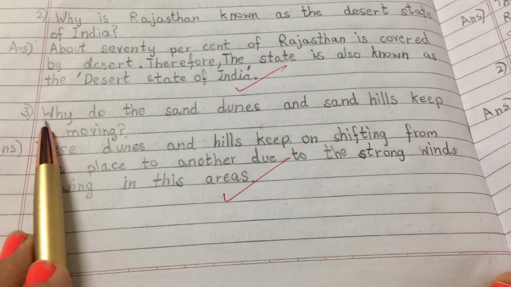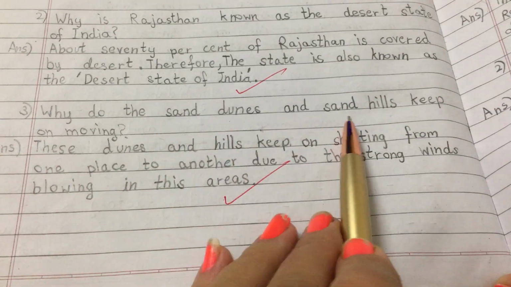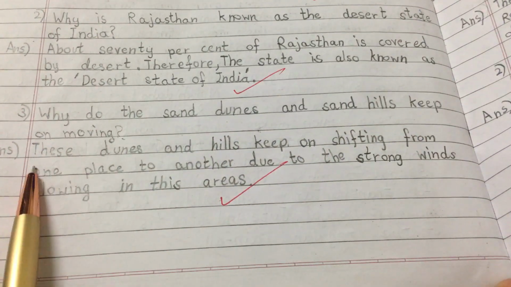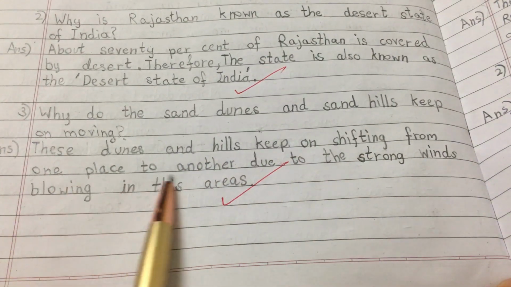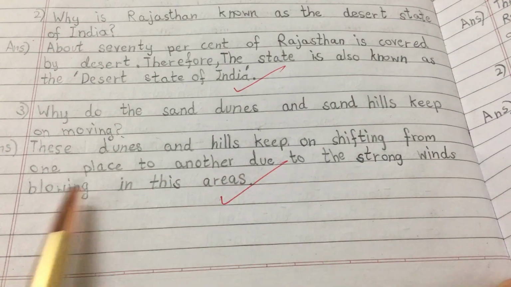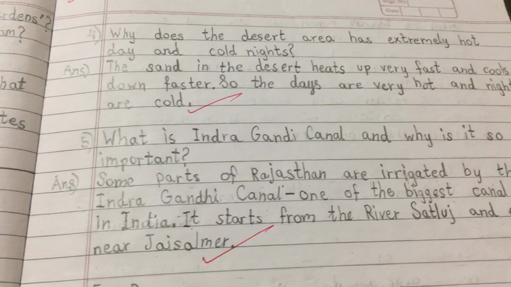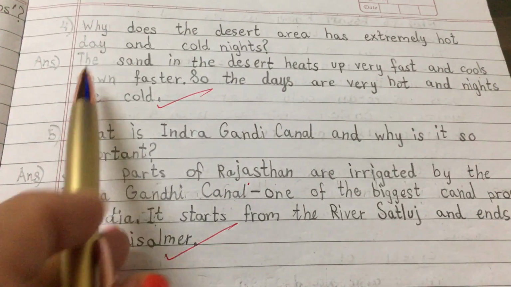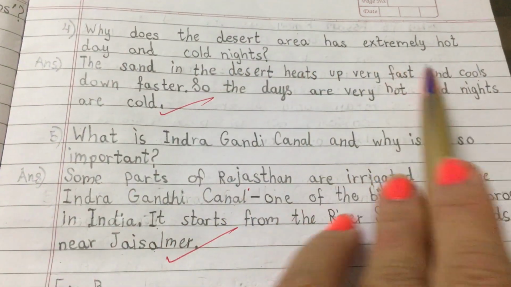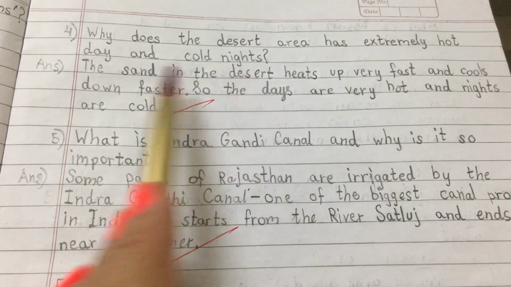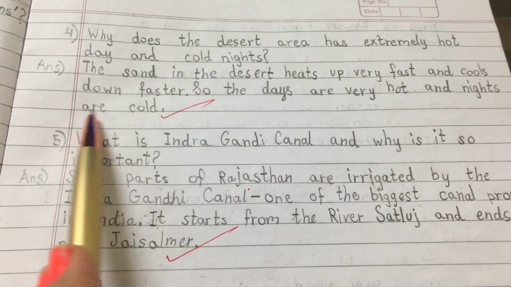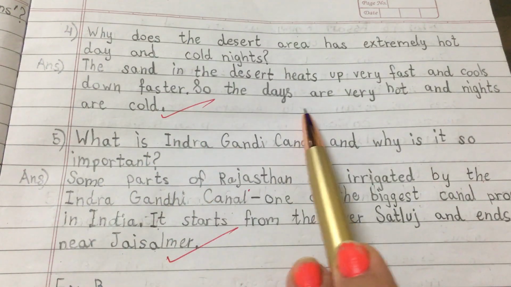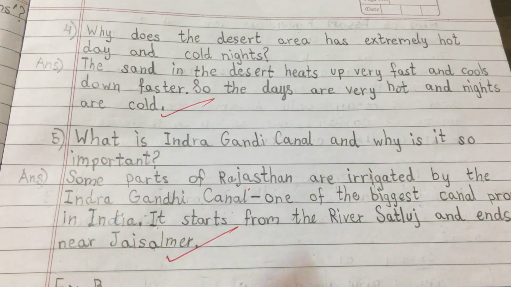Question number 3. Why do the sand dunes and sand hills keep on moving? These dunes and hills keep on shifting from one place to another due to the strong winds blowing in these areas. Question number 4. Why does the desert area have extremely hot days and cold nights? The sand in the desert heats up very fast and cools down faster. So the days are very hot and nights are cold.